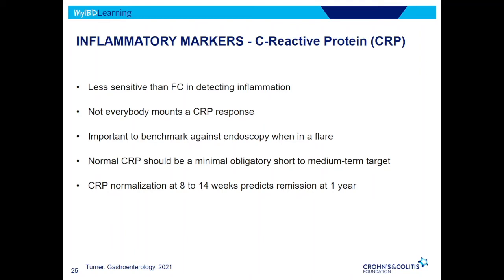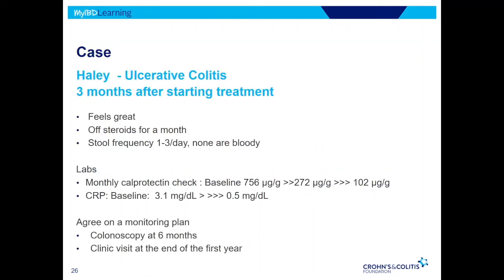And if they have a high CRP, then that should be used as a goal to normalize as part of treatment. But if they don't have a normal CRP, even when they have active disease, we can't use the CRP as a marker for response. And normalization of the CRP does predict remission when it's achieved.